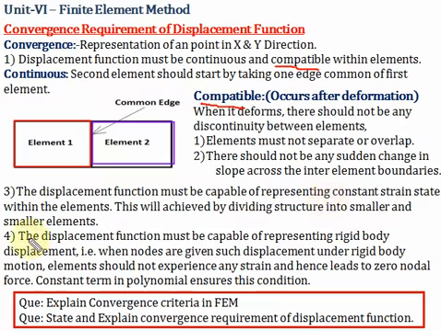Fourth one is the displacement function must be capable of representing the rigid body displacement. That is, when nodes are given such displacement under rigid body motion, the element should not experience any strain and hence lead to zero nodal force. Constant terms in the polynomial ensure this condition. So these are the 4 convergence requirements of the displacement function.